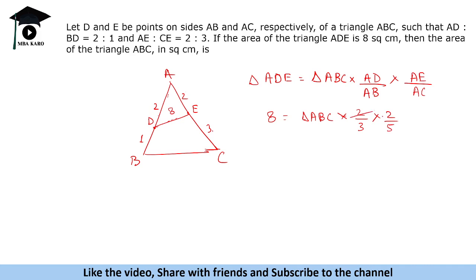So this gives us that ABC will be equal to 2 into 3 into 5, that is 30. So another answer that was 30 in this paper. The area of the trapezium was also 30 and the area of this triangle is also 30. So this is how we solve this question.